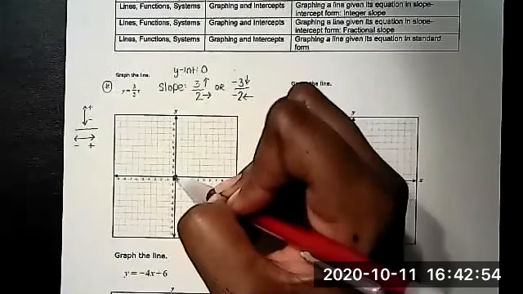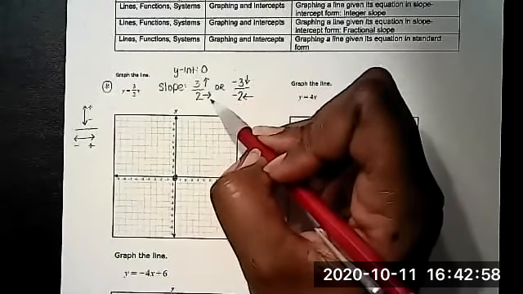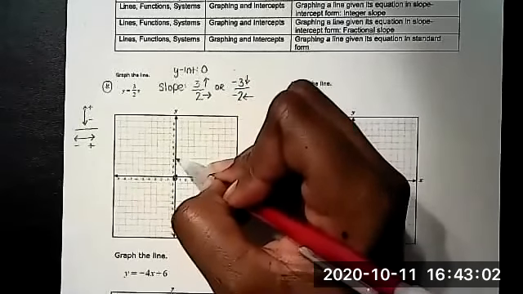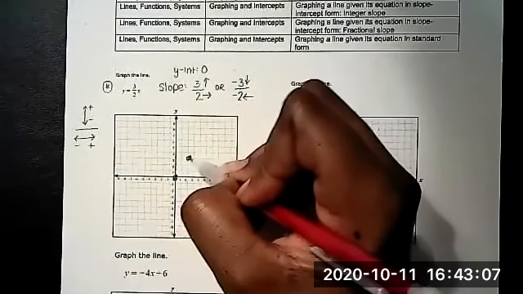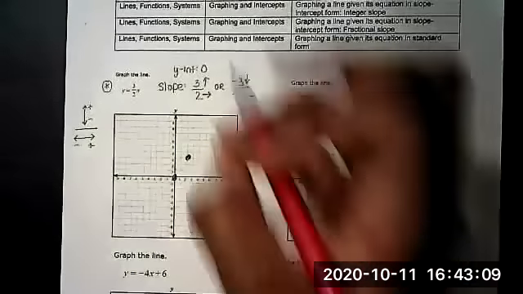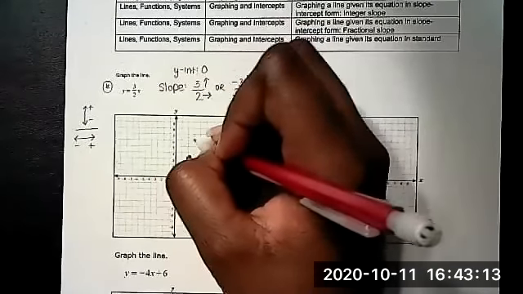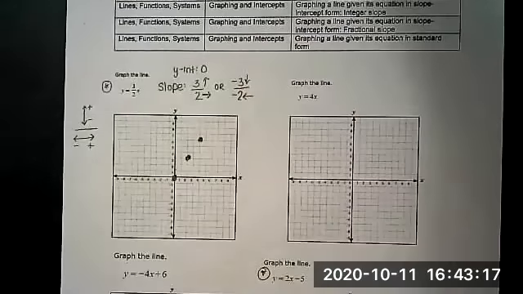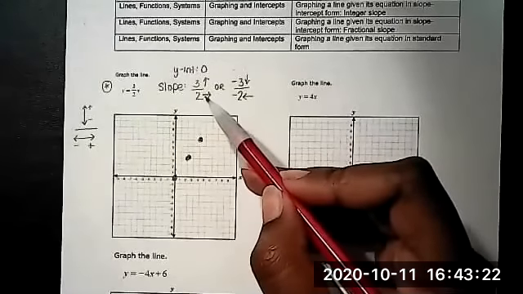So now from here, I'm going to be using these arrows. Up 3, right 2. So from 0, I'm going up 3, right 2. And putting a dot right there, okay? So I could also go from here up 3, right 2. That dot would also be a part of my line, okay? So we went up 3, right 2.